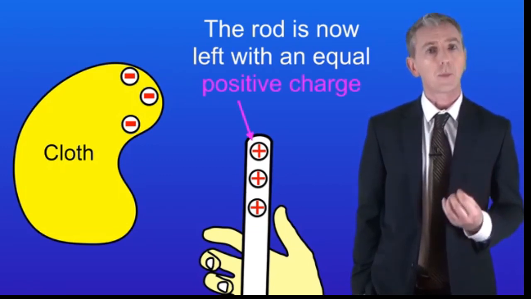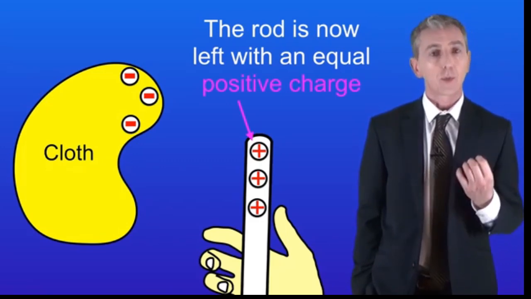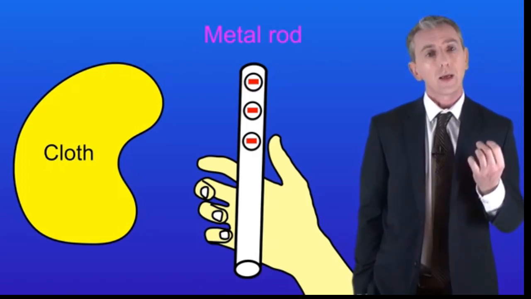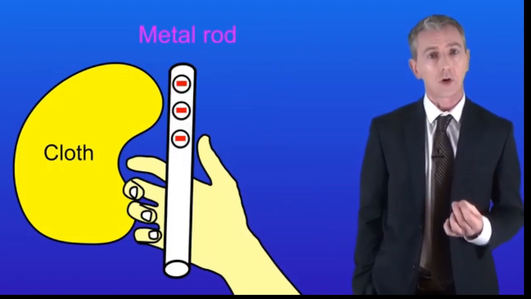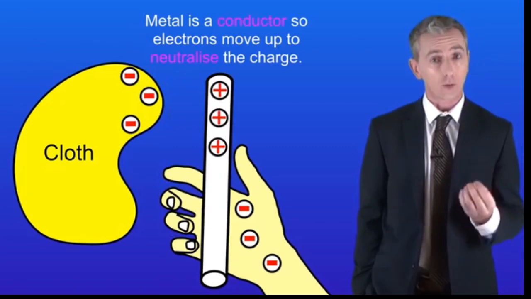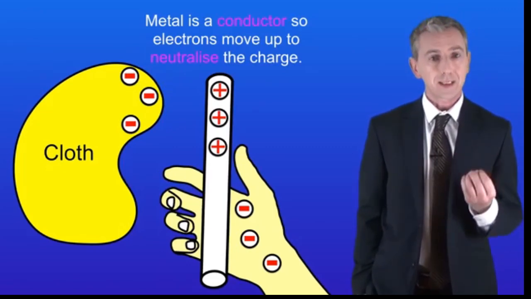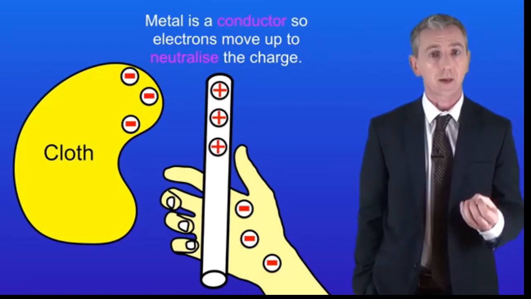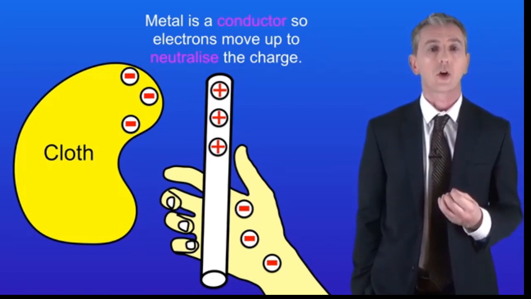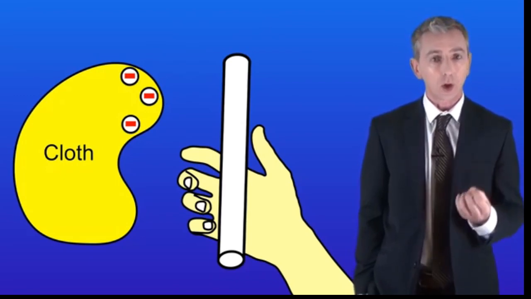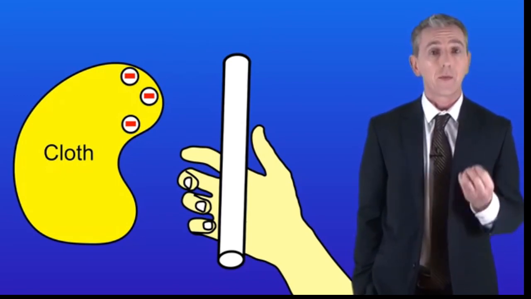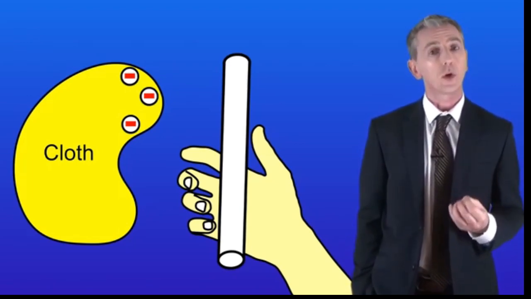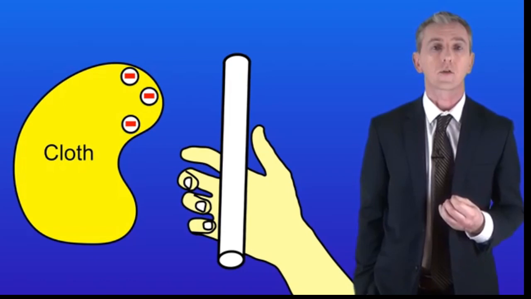So let's imagine what would happen if we did this again, but with a metal rod instead of a plastic rod. Well, if we rub the cloth against the metal rod, then electrons can move onto the cloth just like before. But metal's a conductor, so now electrons simply move onto and up the metal bar, and they neutralize the charge. So the metal will not have an overall charge at the end, and that's really important. So remember that static electricity only works with insulators and not conductors.